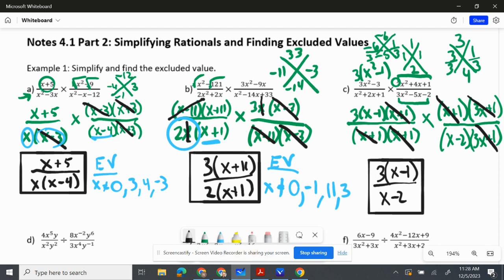Now we're looking for our excluded values. Excluded values is what gives us 0 for the denominator. So x cannot equal negative 1 for the first two. Then we have a 2, and then we have a negative 1/3.